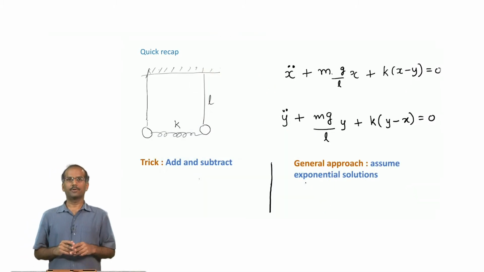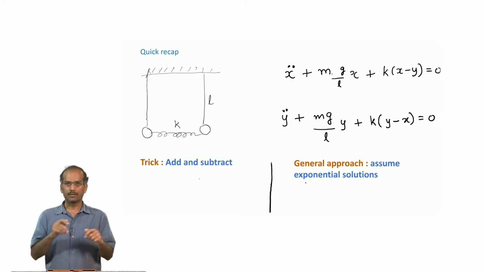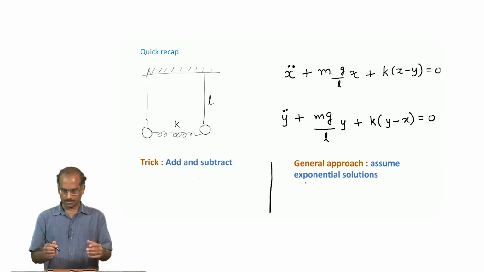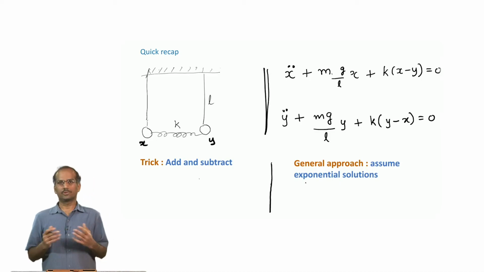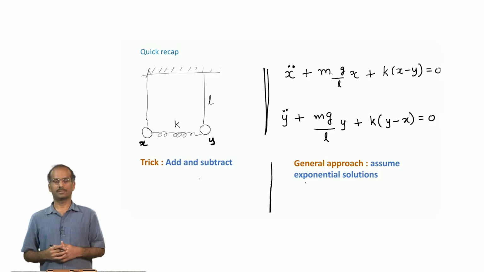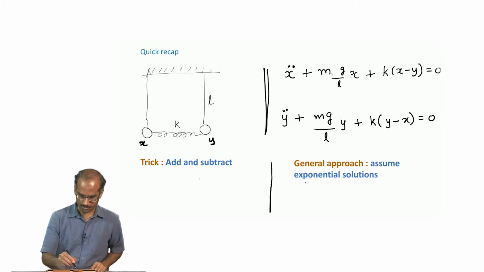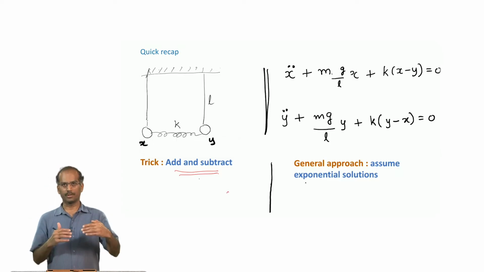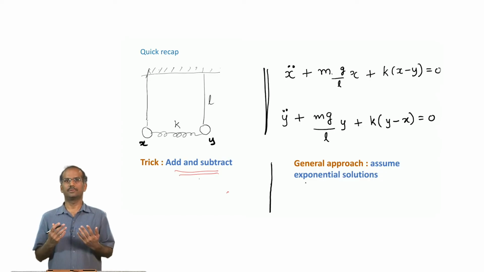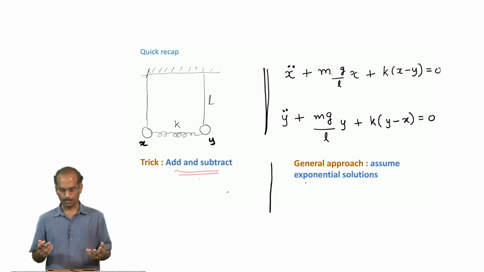So, we started by looking at the problem of two pendulums connected by a spring. What I have in front of me are the two equations of motion. To solve this particular system, the trick that we adopted was to add and subtract these two equations of motion. So, we got two equations of motion, each of them corresponding to a single one dimensional harmonic oscillator.